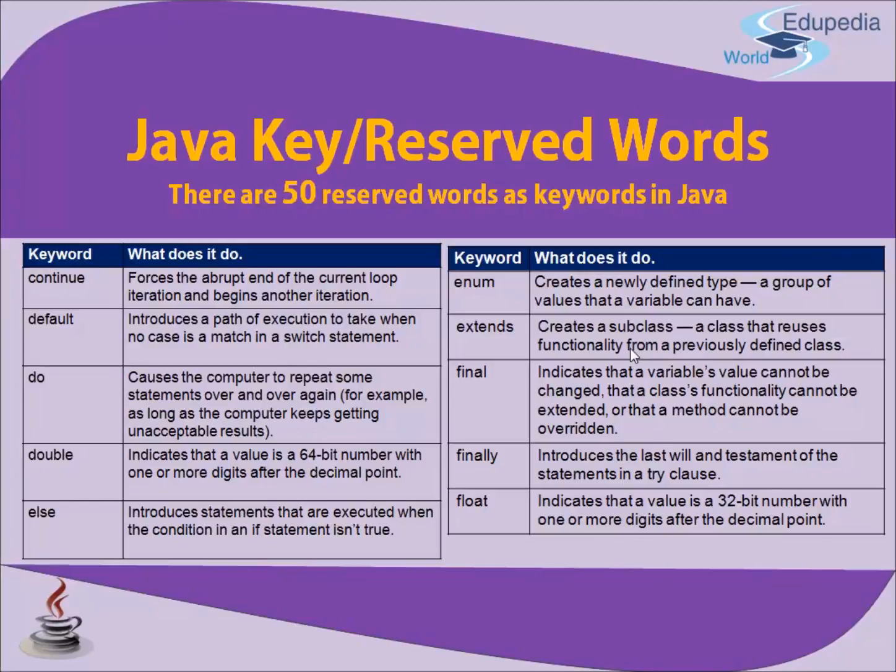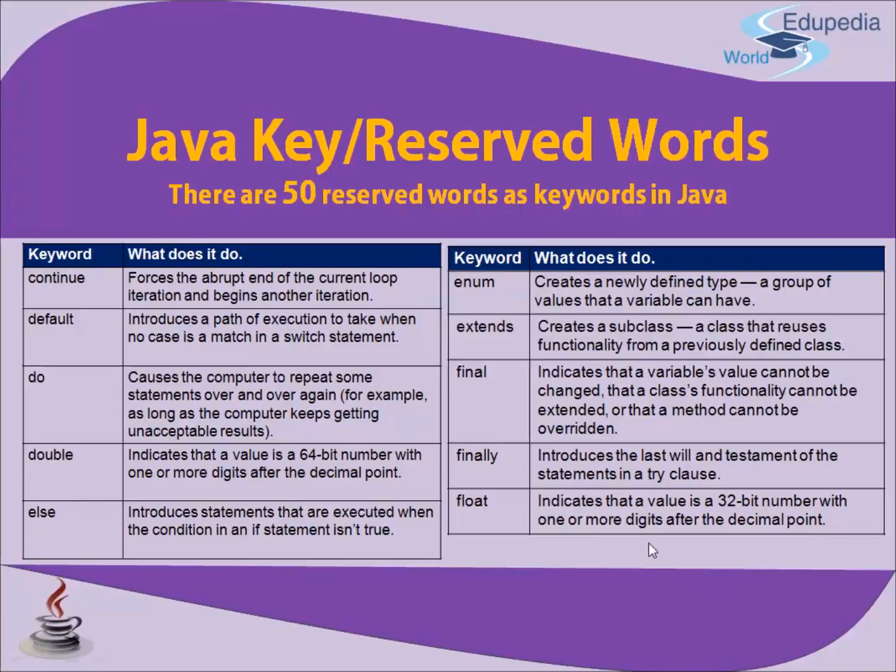Then final indicates that a variable's value cannot be changed, that a class's functionality cannot be extended, or that a method cannot be overridden. Finally introduces the last will and testament of the statements in a try clause. I repeat, finally introduces the last will and testament of the statements in a try clause. That means if you are unsure, finally will do the rest.